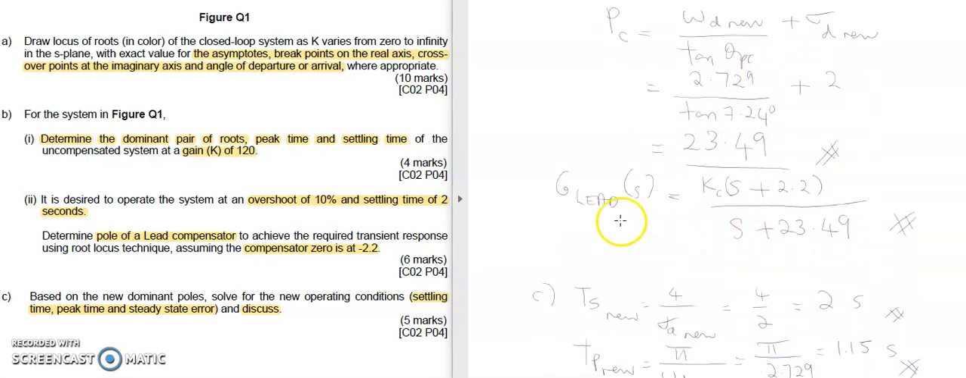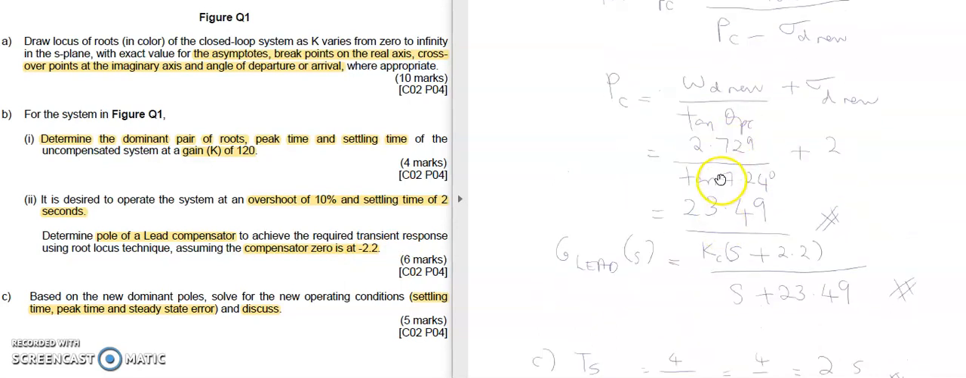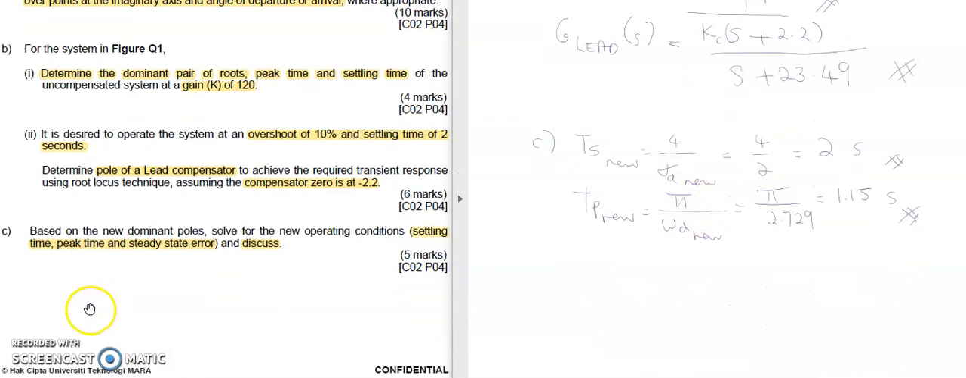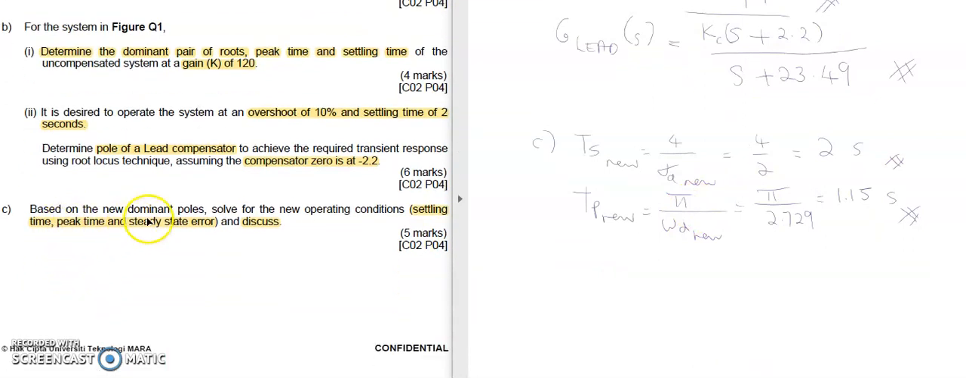The next one, you can determine the transfer function for your lead compensator. You must include the unknown gain for the lead compensator and label it as KC. So this is the given ZC in the question, -2.2, and this is the PC that you have calculated from the previous technique.